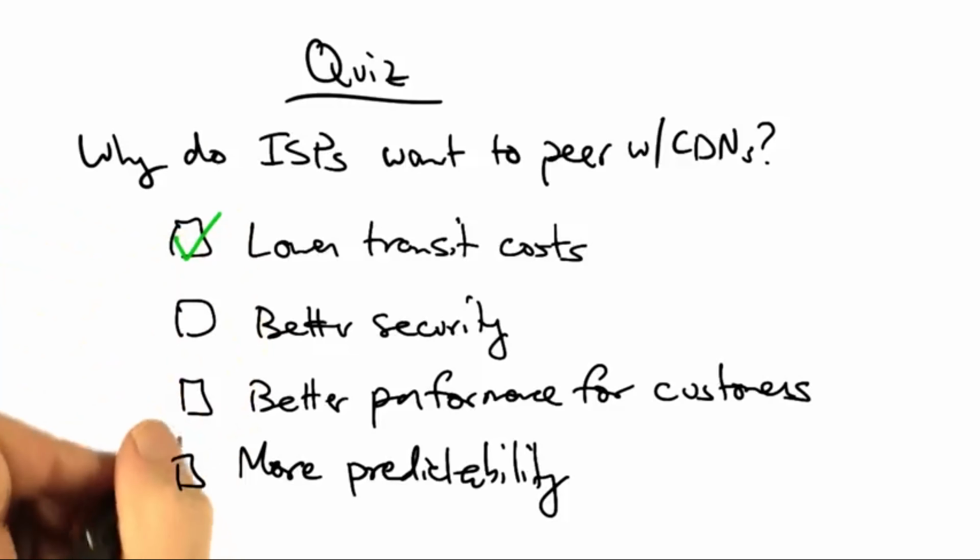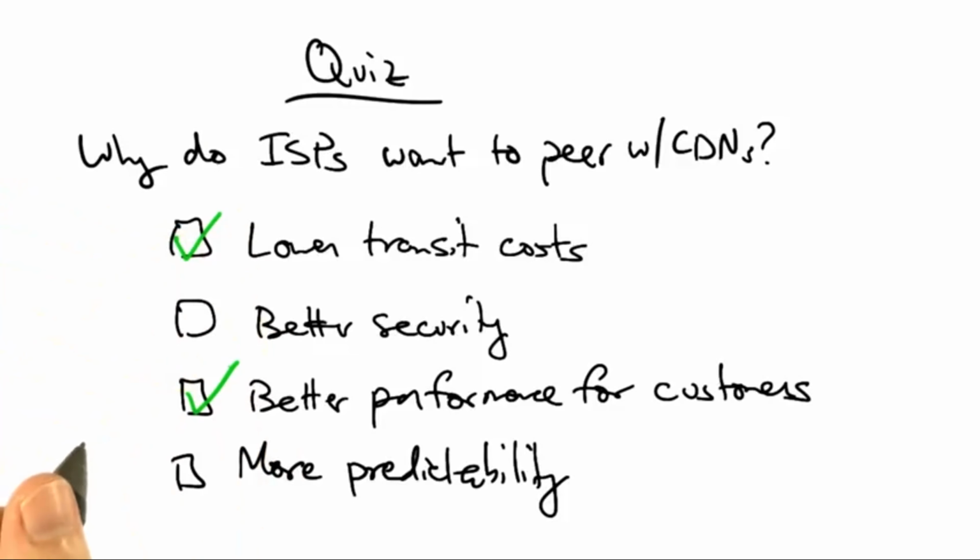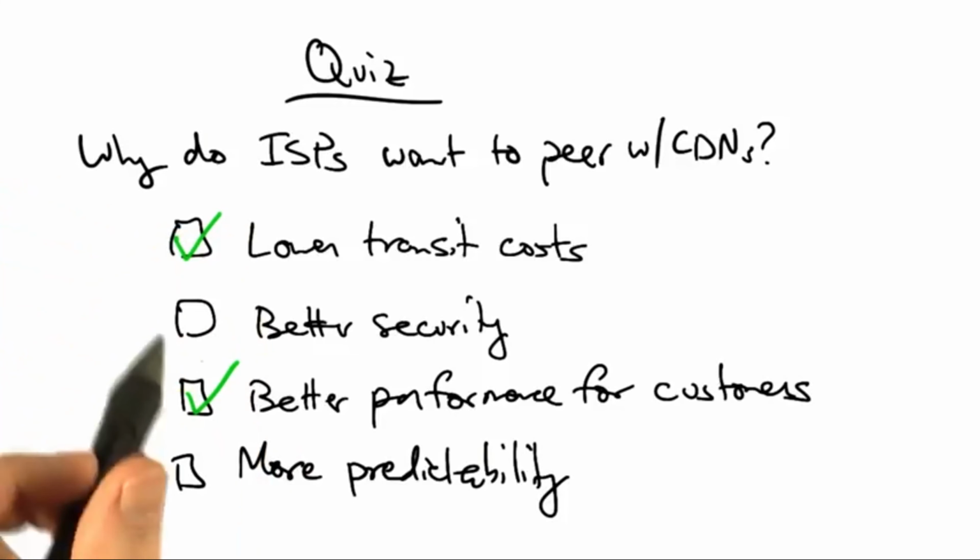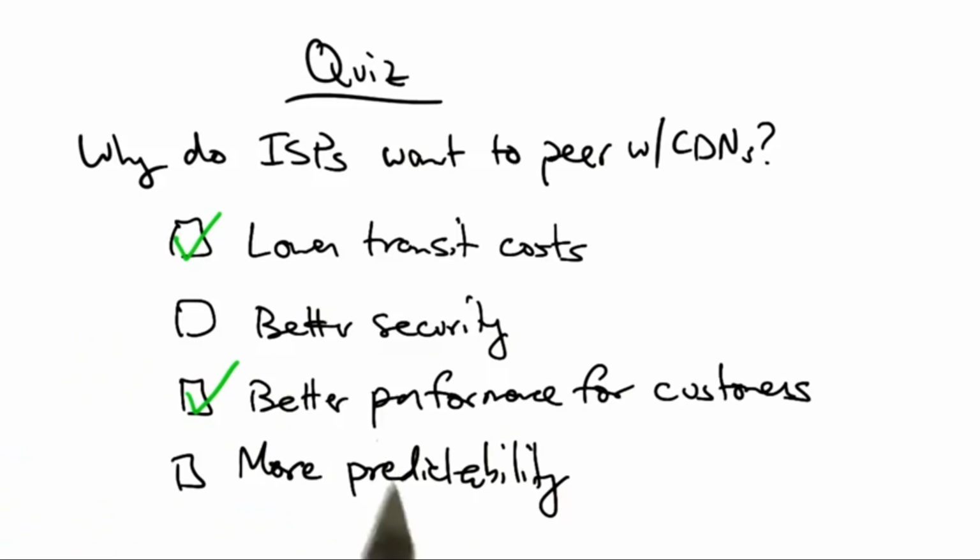ISPs typically want to peer with CDNs to lower their transit costs and to provide better performance for their customers. CDNs don't inherently provide better security or more predictability, and in fact, some ways of redirecting clients to servers may actually reduce predictability.